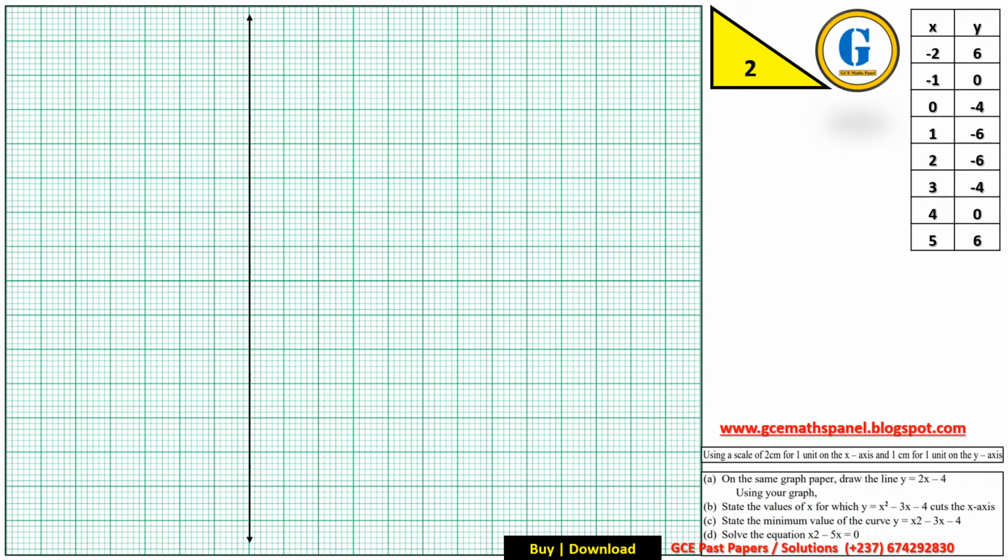If you look at this table here, the x values range from negative 2 to 5. And the lowest y value is negative 6. The highest y value is plus 6. So I'm going to make it some sort of equal, half up, half down. And since I have more positive x values, I have just a smaller space for the negative x values.